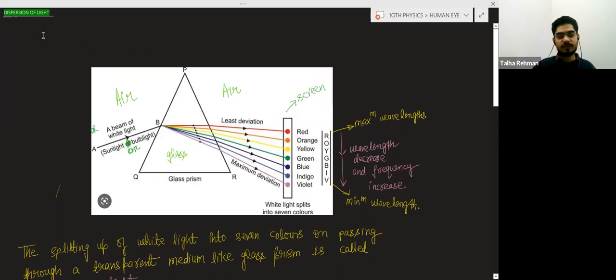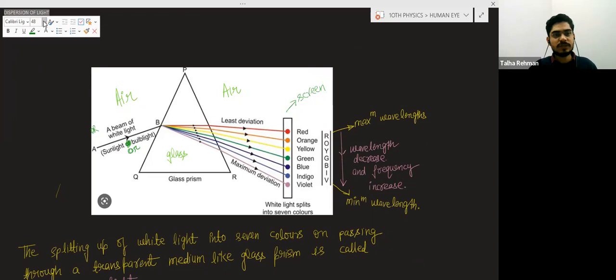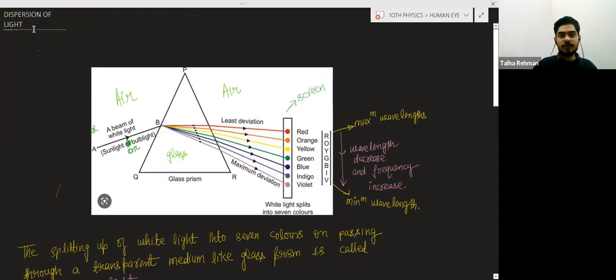So the topic is dispersion of light. Dispersion means splitting of light into 7 colors. And now we know light is made up of 7 colors. Sunlight is a combination of 7 colors. And this was shown by Newton by his experiment through a prism. Okay, note down.